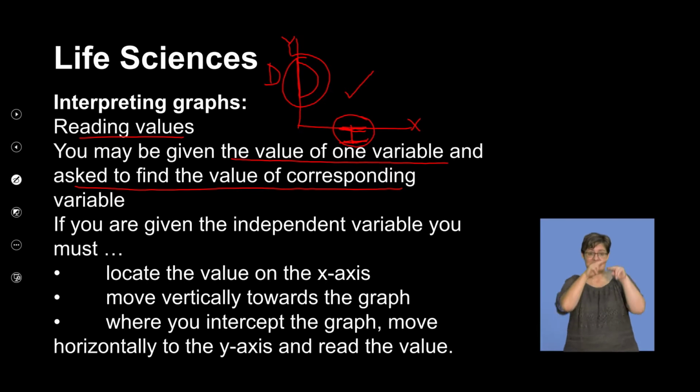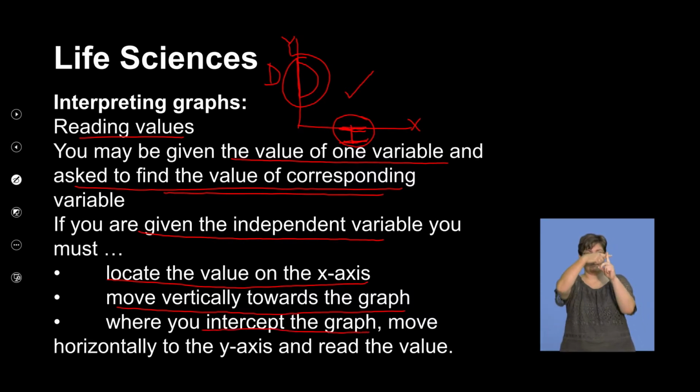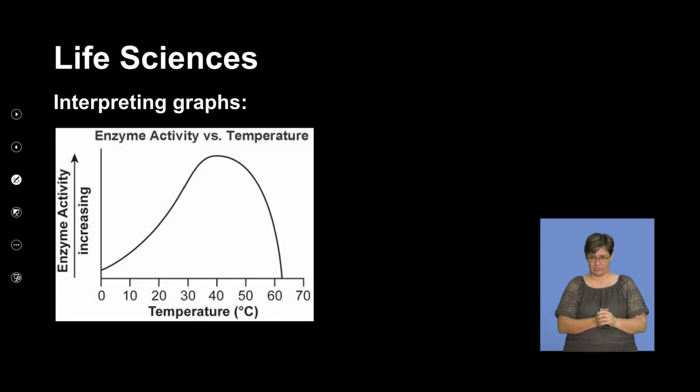So you may be given values on one of the variables, and you'll be asked to find the corresponding value, and we refer to that as extrapolation. If you are given the independent variable, so if we go back to a graph, which I'll show you in a bit, you must first locate the value on the x-axis. You've got to then move vertically towards the graph, and then where it intercepts the graph, you move horizontally to the y-axis and read the value. So I'm going to try and illustrate that in a slide.